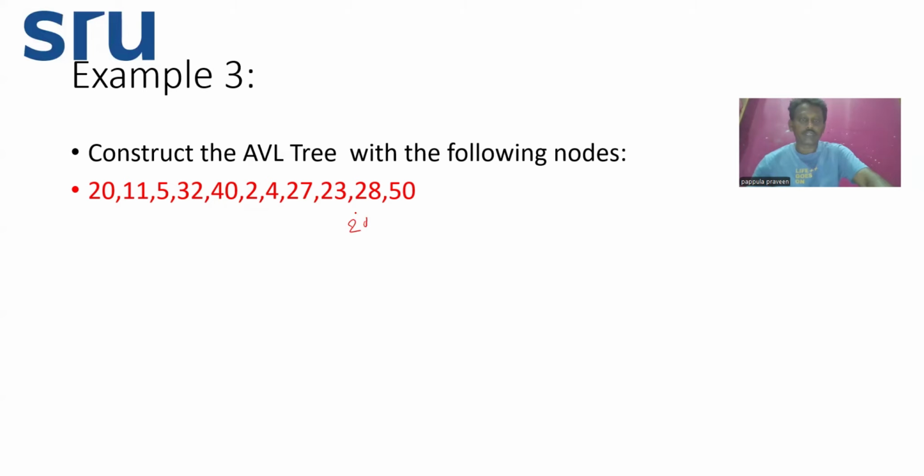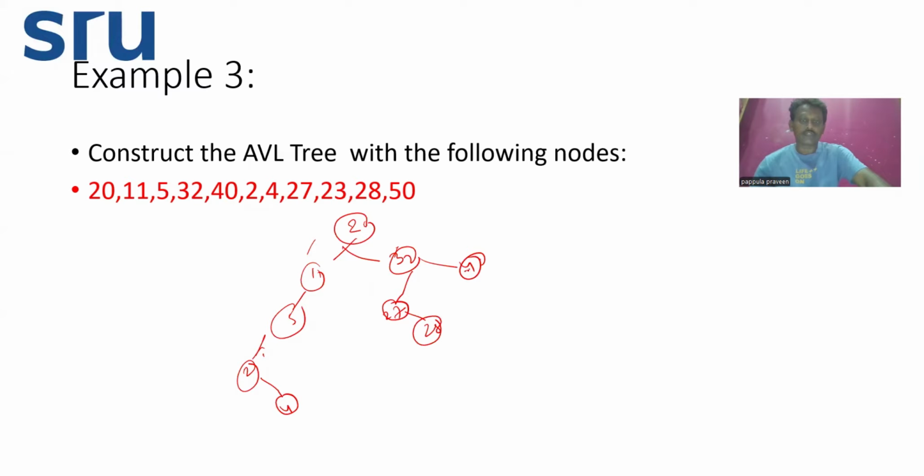So which is the root node here? 20 is the root node. 11 is the left child and 5 is the right child. 32 is the right child. 40 is the right child. And 2 is the left child. And 4 is the right child of 2. And 27 is this, and this is the 28 and 50. Sorry, 40. This is the 40 and this is the 50. Now you observe here, this is 0. Now this is 0. Now this is 1.